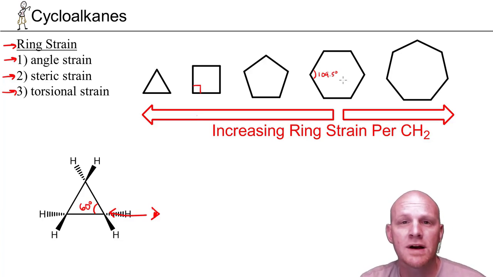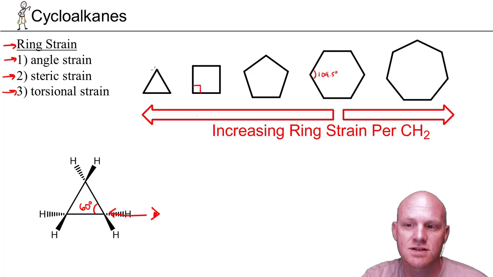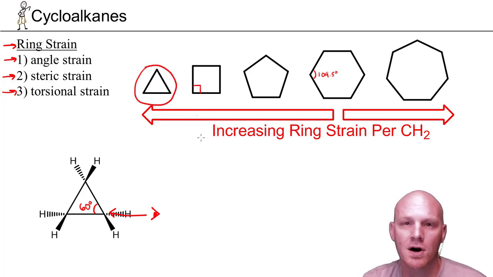It turns out once you go bigger than cyclohexane, though, your ring strain begins to grow again. So cyclohexane is kind of like Goldilocks for having no ring strain. But bigger or smaller, you're going to have some ring strain associated with that. And you should know that especially cyclopropane has the most ring strain per carbon of any of the cycloalkanes.